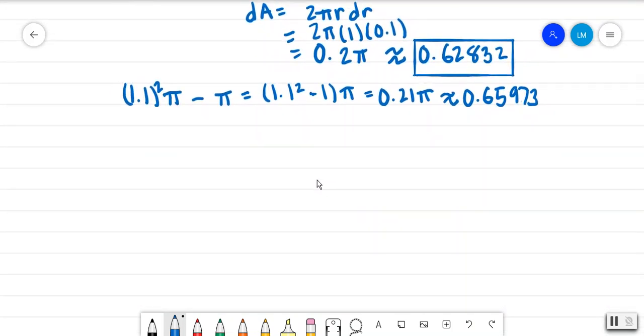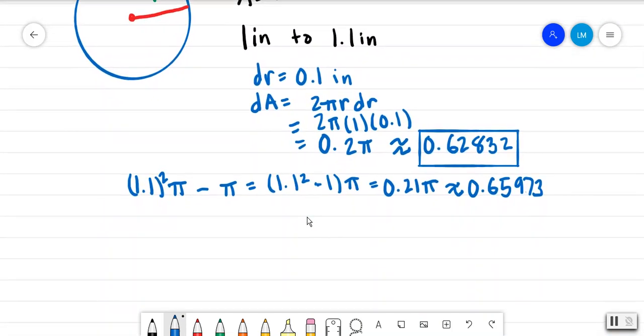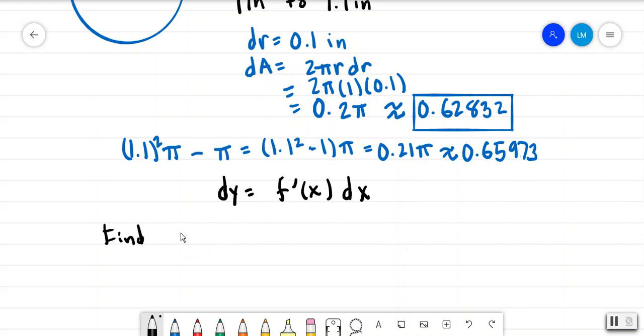Last but not least, this is how you would use it with applications, but sometimes we might give you a function for which you would use the notation. Again, we know that the change in y is equal to f prime of x multiplied by dx. Suppose you wanted to rewrite a function in terms of its differential. So we say, find dy for g of x equals x divided by x squared plus 4, and we'll just do 2x.